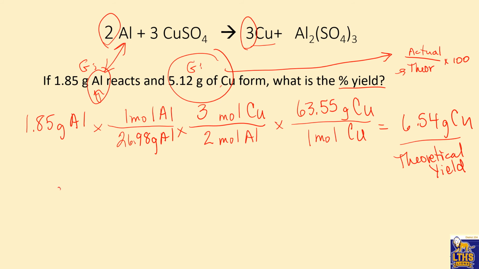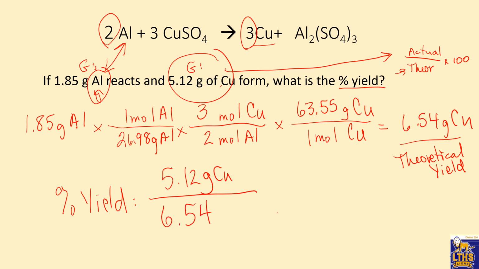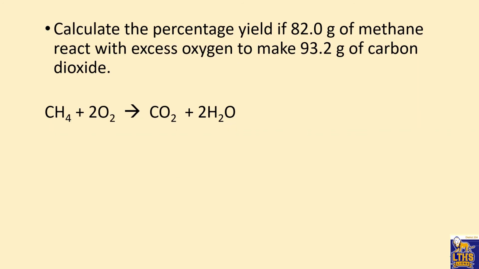Okay, so for percent yield, we would say the actual given in the problem, 5.12 grams of copper, divided by what we should have gotten if everything went perfect according to the stoichiometry, times 100. It would be 78.29% copper is our percent yield. All right, let's do another one.